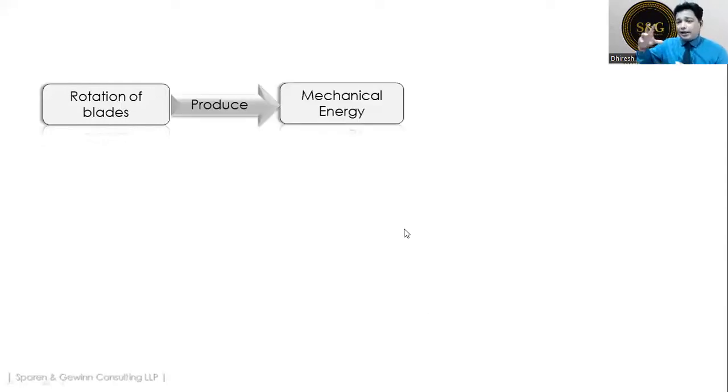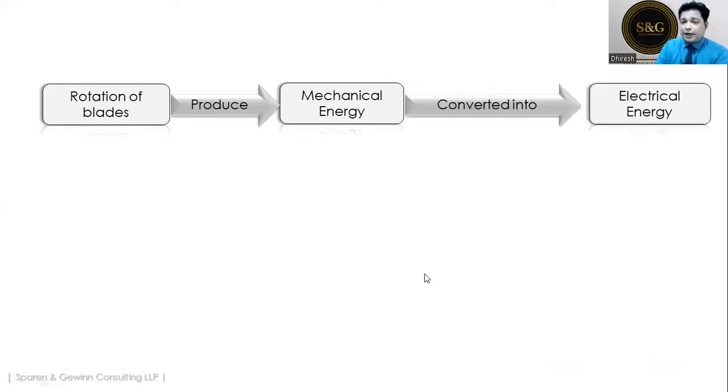Let's understand this. The blade of the windmill rotates, and it produces mechanical energy. A torque, a rotational force, is produced because of the rotation of the windmill blade. Because of that, this mechanical energy is then converted to electrical energy by coupling it to an electrical generator, which generates electricity. That's the basic function of a windmill.